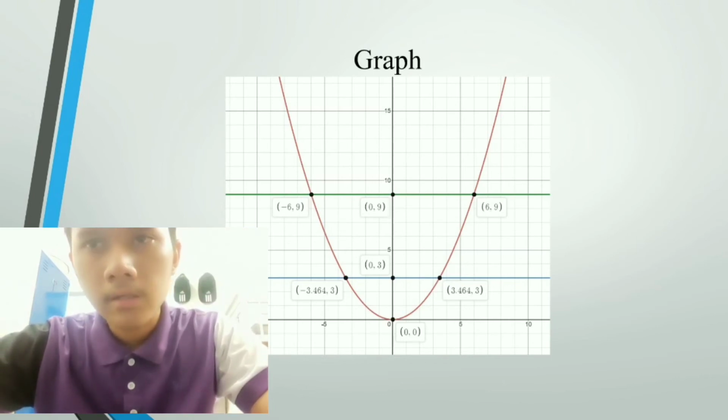And for the second line, they also have 3 coordinates. First is negative 3.4643, second is 0.3, and third is 3.4643.